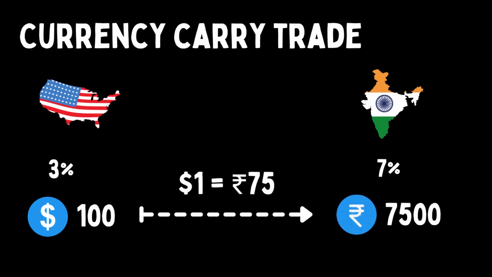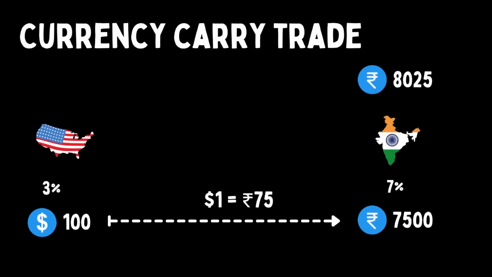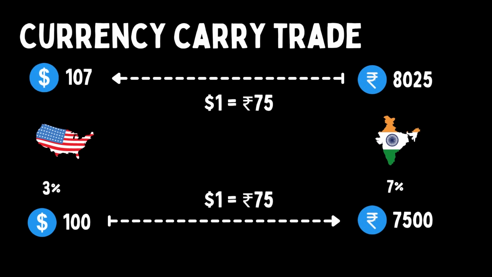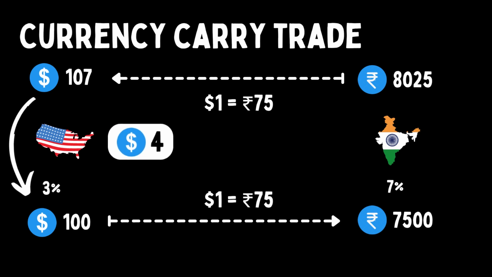Let's assume the currency exchange rate $1 equals 75 rupees. So at 7% rate of return, you will get 8,025 rupees. Assuming the same currency exchange rate, you will get $107. Now, what you have to pay to the US Federal Reserve? $103, right? You pay $103 out of your $107, and boom, you made a profit of $4 in between. Simple and easy.